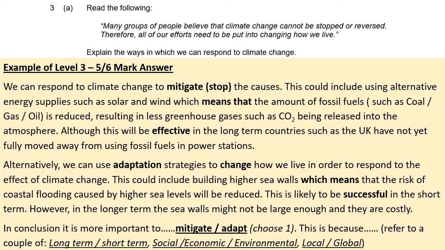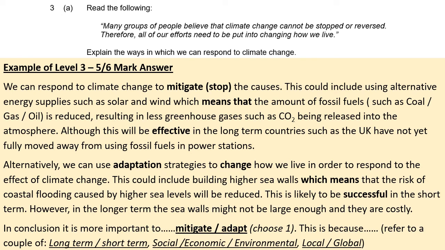Here's a possible answer. Yours will definitely look different depending what you've changed, but here's the structure. We can respond to climate change to mitigate or stop the causes, so straight away you've identified the key word. This could include using alternative energy supplies such as solar and wind, so that's AO1, you've given examples. Which means that, so that's AO2, the amount of fossil fuels such as coal, gas and oil is reduced. That results in less greenhouse gases such as CO2 being released into the atmosphere.